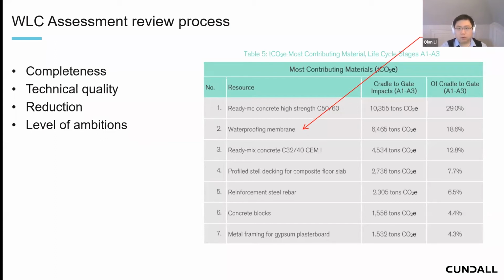For example, this was one of the examples we reviewed together with the energy officers. In this submission, the waterproofing membrane is actually having a much bigger impact than ready-mix concrete and reinforcement bars. It's highly unlikely, and most likely this indicates an error in the data input. It might be a decimal place gone wrong, or they're referring to a different material by mistake. Things like this will be picked up during the review process and sent back, asking people to verify or at least check that it makes sense. In some cases they will be asked to provide evidence to confirm it.